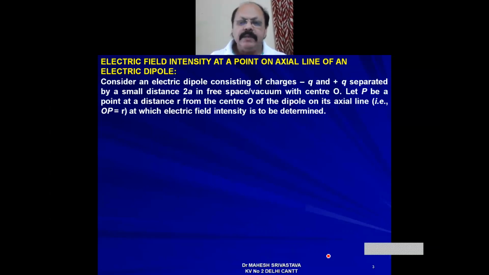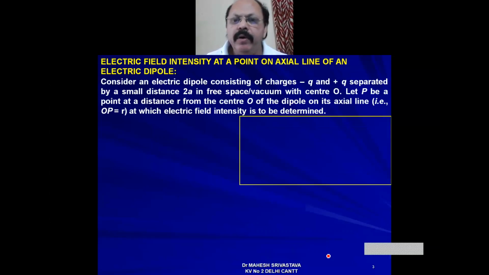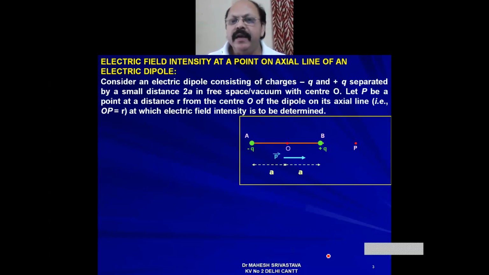For that purpose, we consider an electric dipole which consists of minus q and plus q charges separated by a small distance 2a with center O in free space or vacuum. Let P be a point at distance small r from the center of the dipole at which the electric field intensity is to be determined.